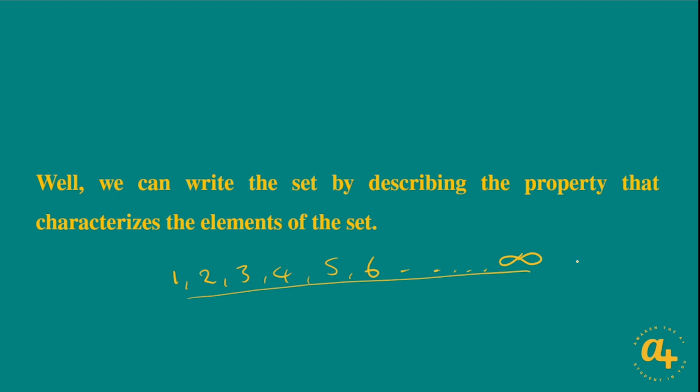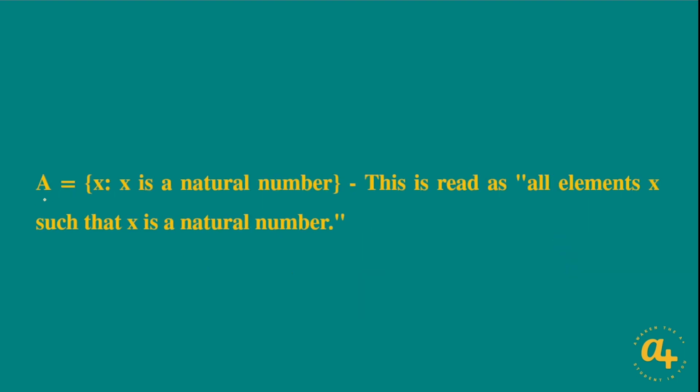But we can deal with this limitation by simply describing the property that enables each and every one of these numbers to be a part of the set of natural numbers. So let's take a look at this. On the left hand side, we have the name of the set, which is basically set A, and on the right hand side of the set is what we can say is the physical representation of the set.